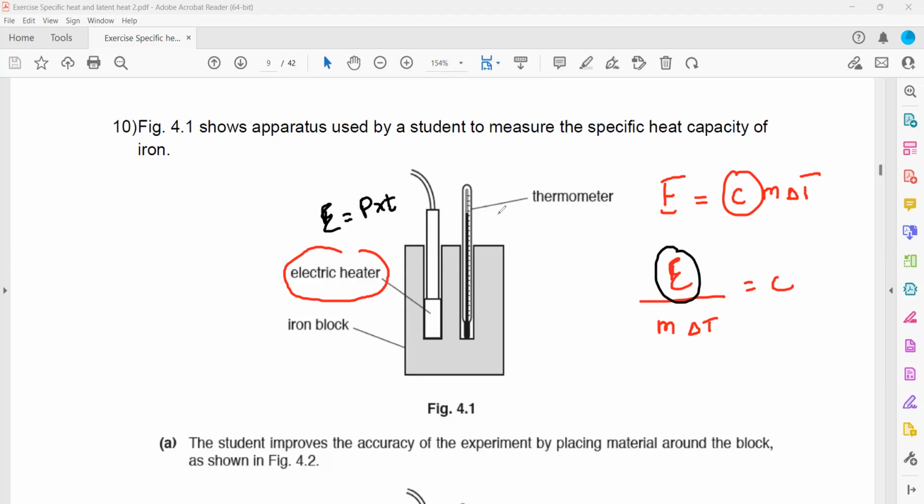So in place of energy supplied, whenever we are using an electrical heater, energy supplied is voltage into current into time, divided by mass into temperature change. So we have to measure the voltage, the current, the time for which we supply heat energy, the mass of the block, and the temperature change of this block.